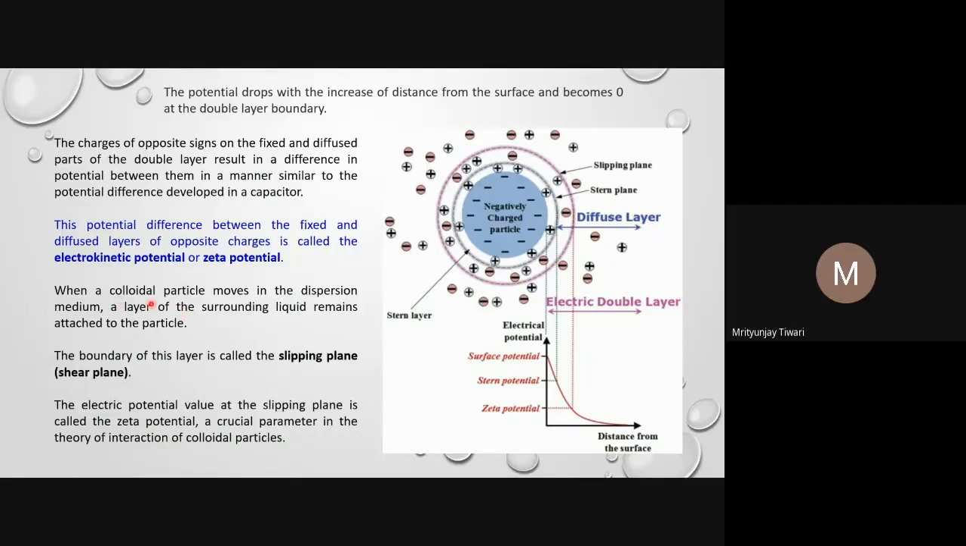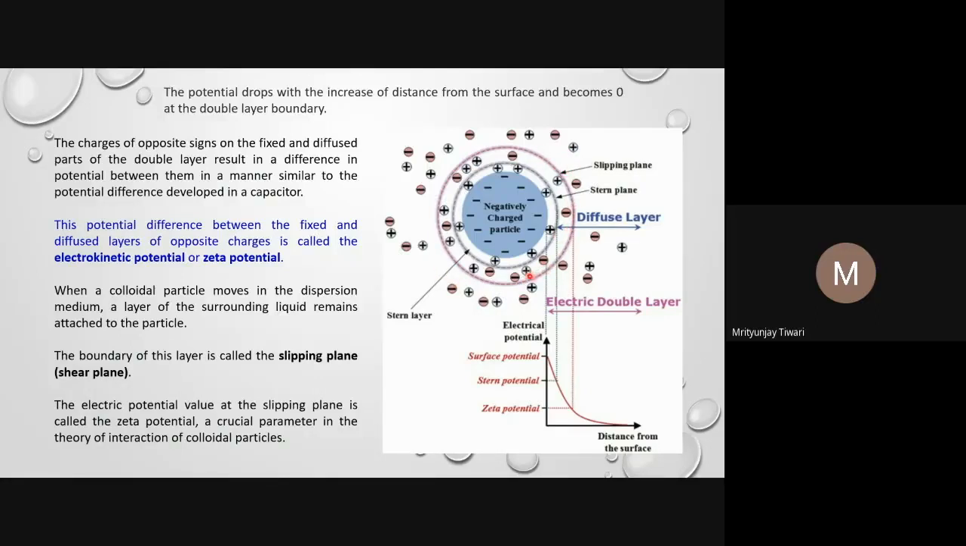When colloidal particles move in the dispersion medium, as we know, colloidal particles are not fixed at a position. They move in the colloidal solution, the Brownian motion that we have seen. But when these particles move, a layer of the surrounding liquid remains attached to the particle.